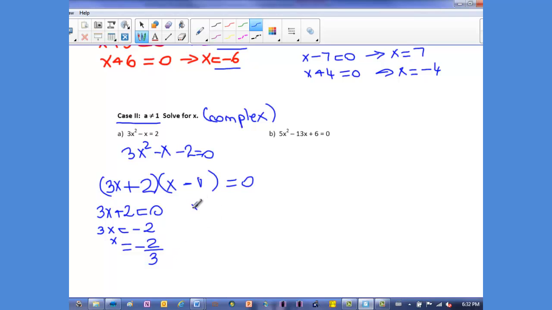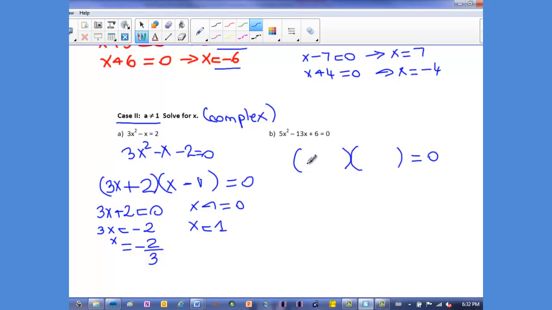For the second bracket, we have x minus 1 equal 0, or x equals 1. Let's look at that second example. Again, we have a complex factoring question and we're going to factor it first by using guess and check. Let's think of factors of 5x squared.